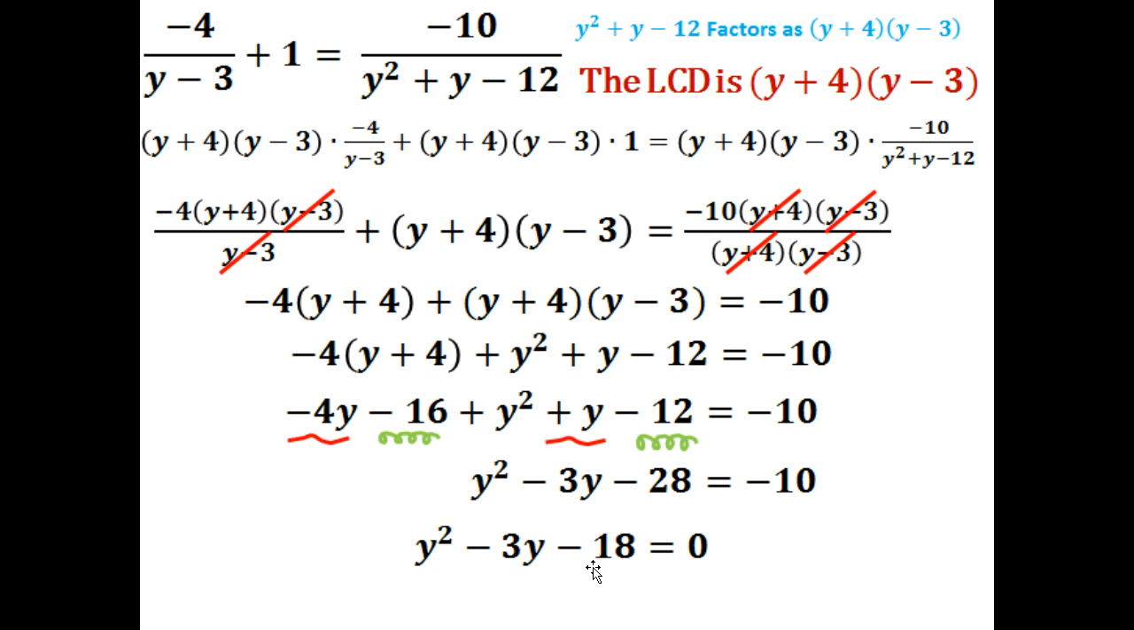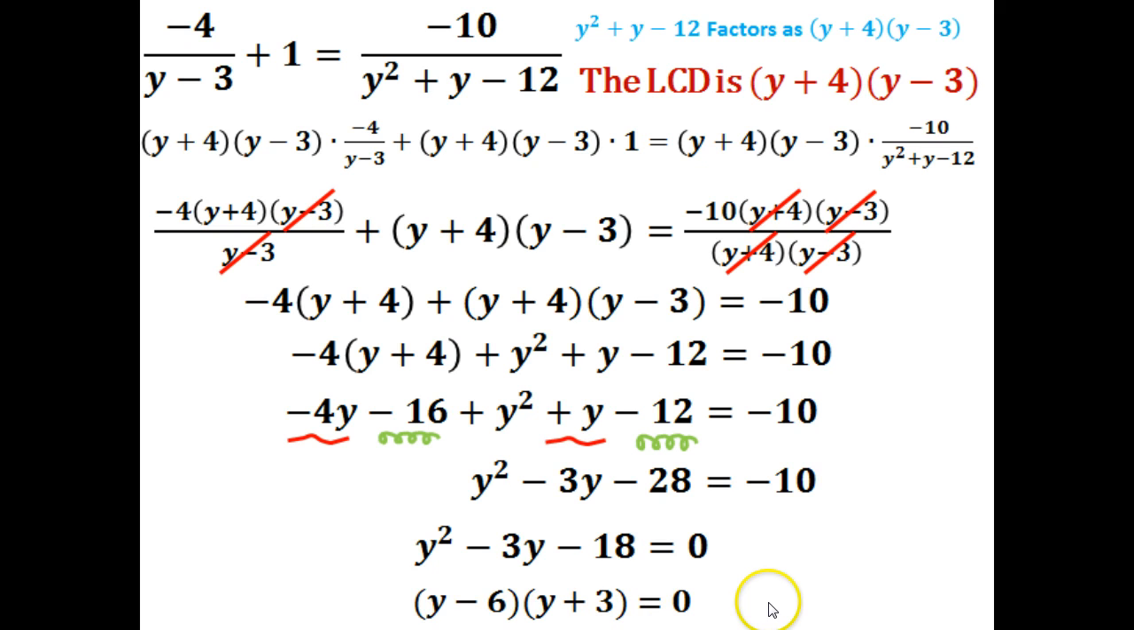Now that I'm left with this, I can either plug that into the quadratic formula and see what I end up getting, or I can factor it. I'm looking for two numbers that multiply together to give me negative 18, but add together to give me negative 3, which would be a negative 6 and a positive 3. So that one factored really nicely. I've got y minus 6 times y plus 3.